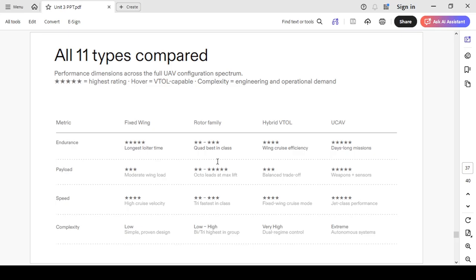Coming to the UCAV, your unmanned combat aerial vehicle, long-range missions can be performed. Weapons and sensors can be equipped as payload. Jet-class performance, because you achieve speed very fast in this kind of case, and the complexity would be autonomous systems, where you need to take care of all the parameters involved.